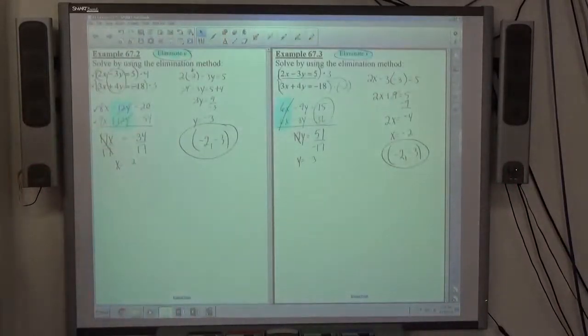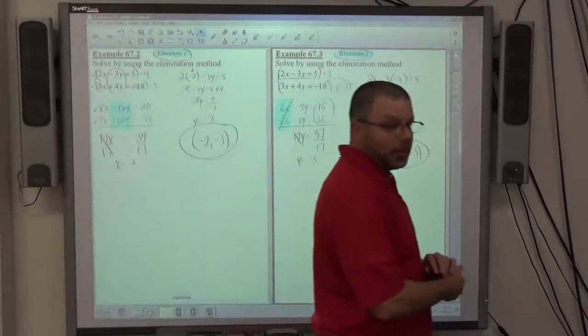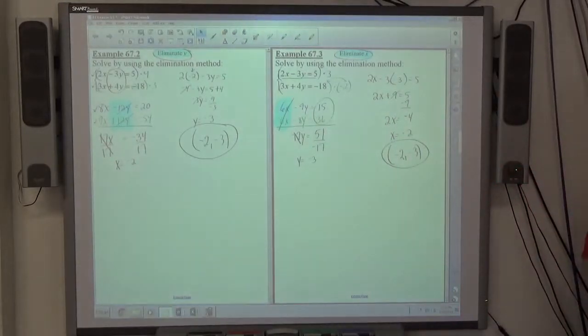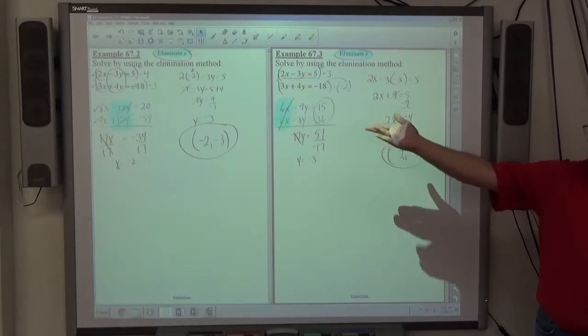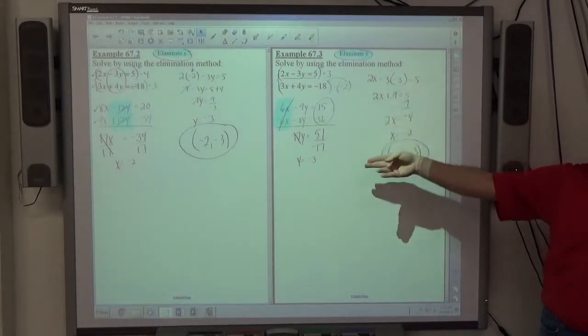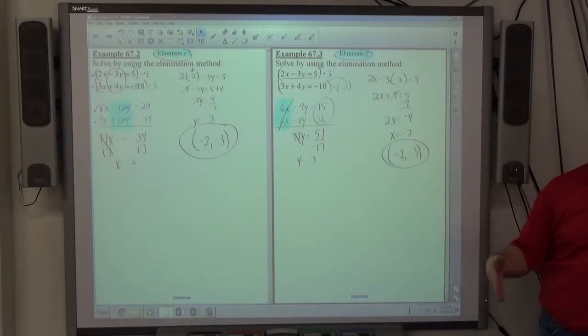So looking at them side by side, same exact answer both times to the same problem. You shouldn't get different answers to the same problem. But again, the first one I got rid of y, I found x first. The second one I got rid of x, I found y first. Make a decision, stick to your decision, don't change your mind halfway through.